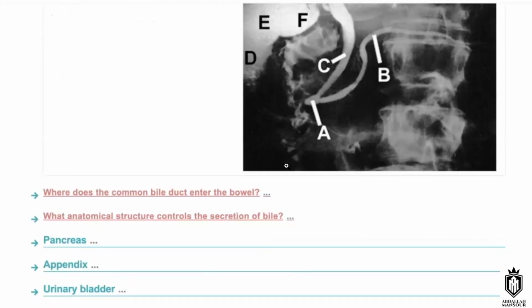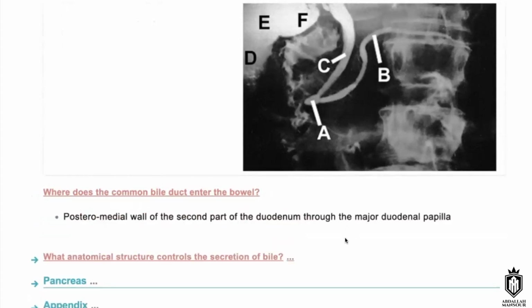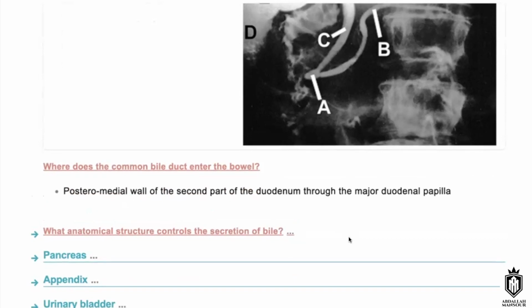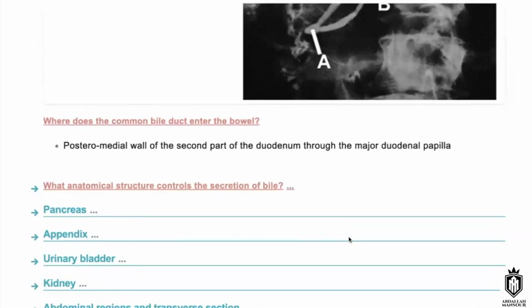Okay. All right. Obviously we said that before, but where does the common bile duct enter the bowel? The duodenal papilla, which is just posteromedially within the junction of the end of the first part of the duodenum and the beginning of the second part of the duodenum. A different way to find it: it's in the second part of the duodenum, about 10 centimeters from the pylorus. You walk your way 10 centimeters from the pylorus, and you'll find it at the posteromedial part of the duodenum. Okay. Anatomical structure that controls bile secretion? Sphincter of Oddi.